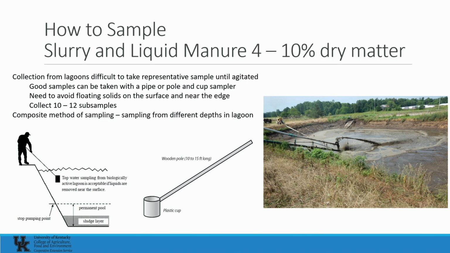So when we're taking a sample from a lagoon, we want to avoid all the floating solids on the surface, and we want to go at different depths within this lagoon. So, of course, it's kind of hard to get it from the side of the bank. So we would have to walk around the lagoon and take it from different areas. This is not an ideal way to get a good representative sample, but it is one way to do so.